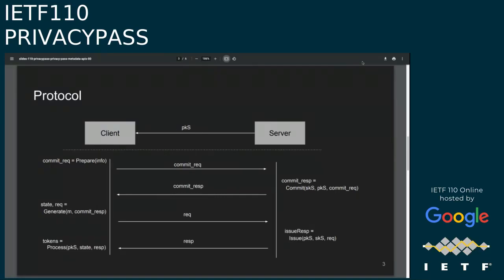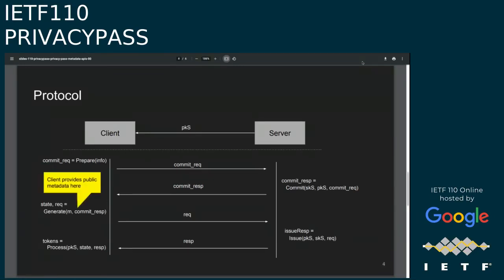So at a very high level there are 2 flows. The first is to get a commitment request and response, and then the second flow uses that commitment request and response to get some tokens. And before all of this runs, the client is expected to get the view of the server's public key out of band somehow, somewhere. It could also be transferred in line, but for simplicity purposes, this is how we're describing it. Next slide.